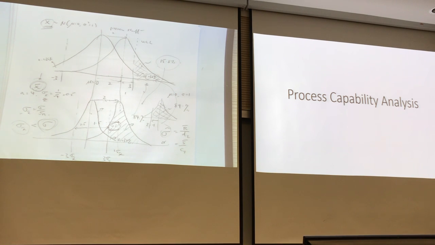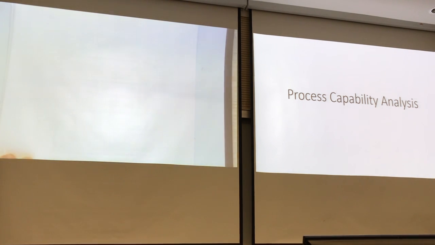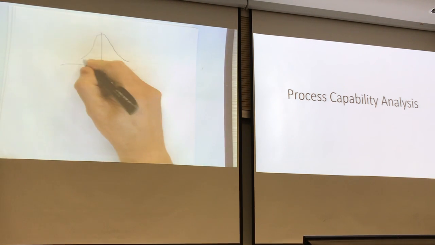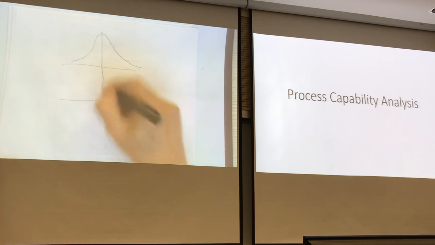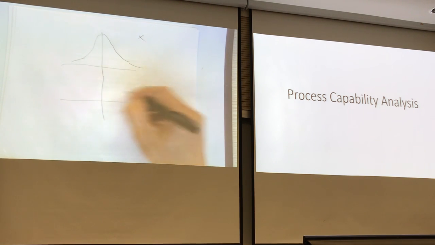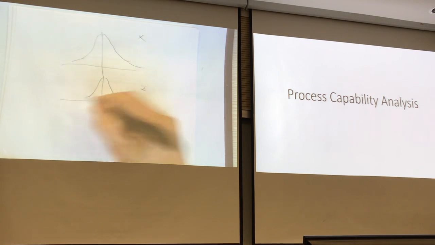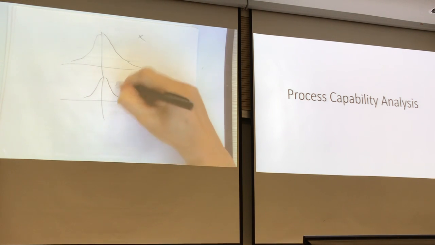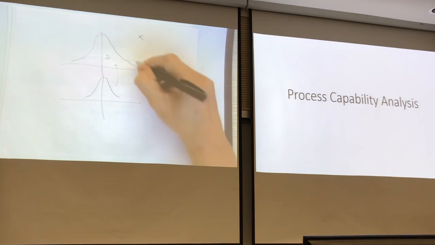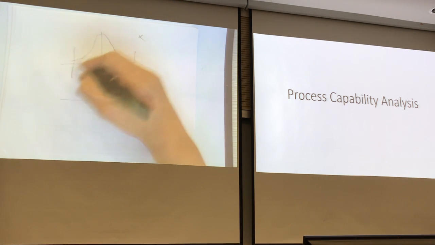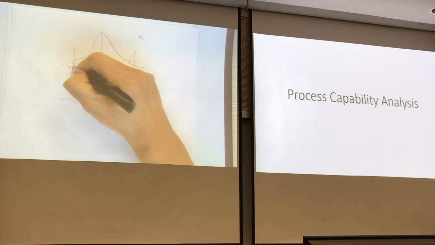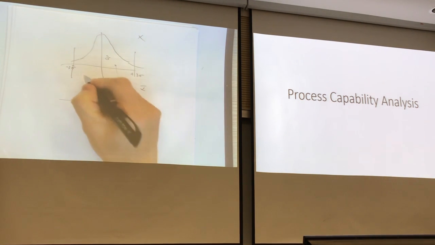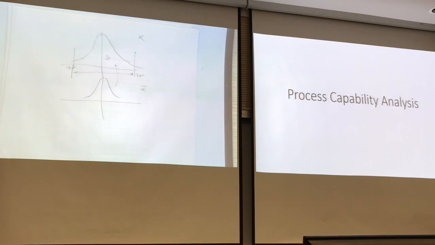So typically, this is our plot of x bar there, right? From here, you can get your estimator on that. And if you have minus 3 sigma to plus 3 sigma, this is our process spread. We call it the process spread.